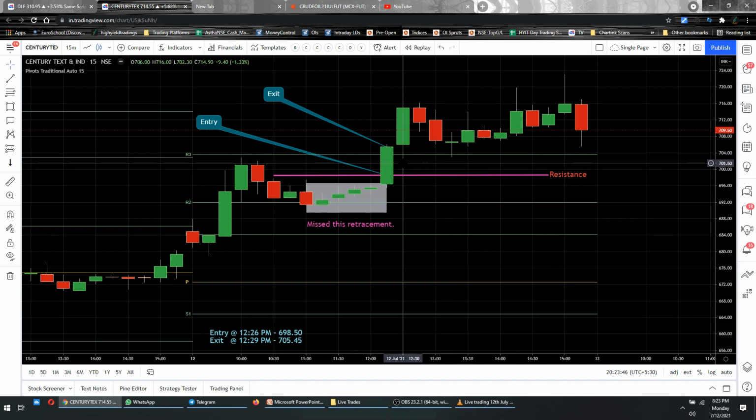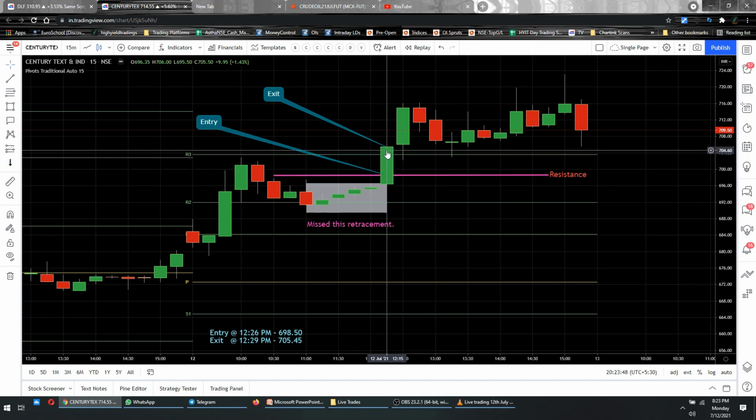But it gave a spike, and the high that was made was 706 rupees, and I immediately went ahead and booked my profits at 705.45. Again, this is a 7 rupees move that I have caught. I mean a 6 rupees 95 paise move, but let's round it up to 7 rupees. So for a 700 rupees script, I easily caught a 1% move, that is a 7 rupees move.